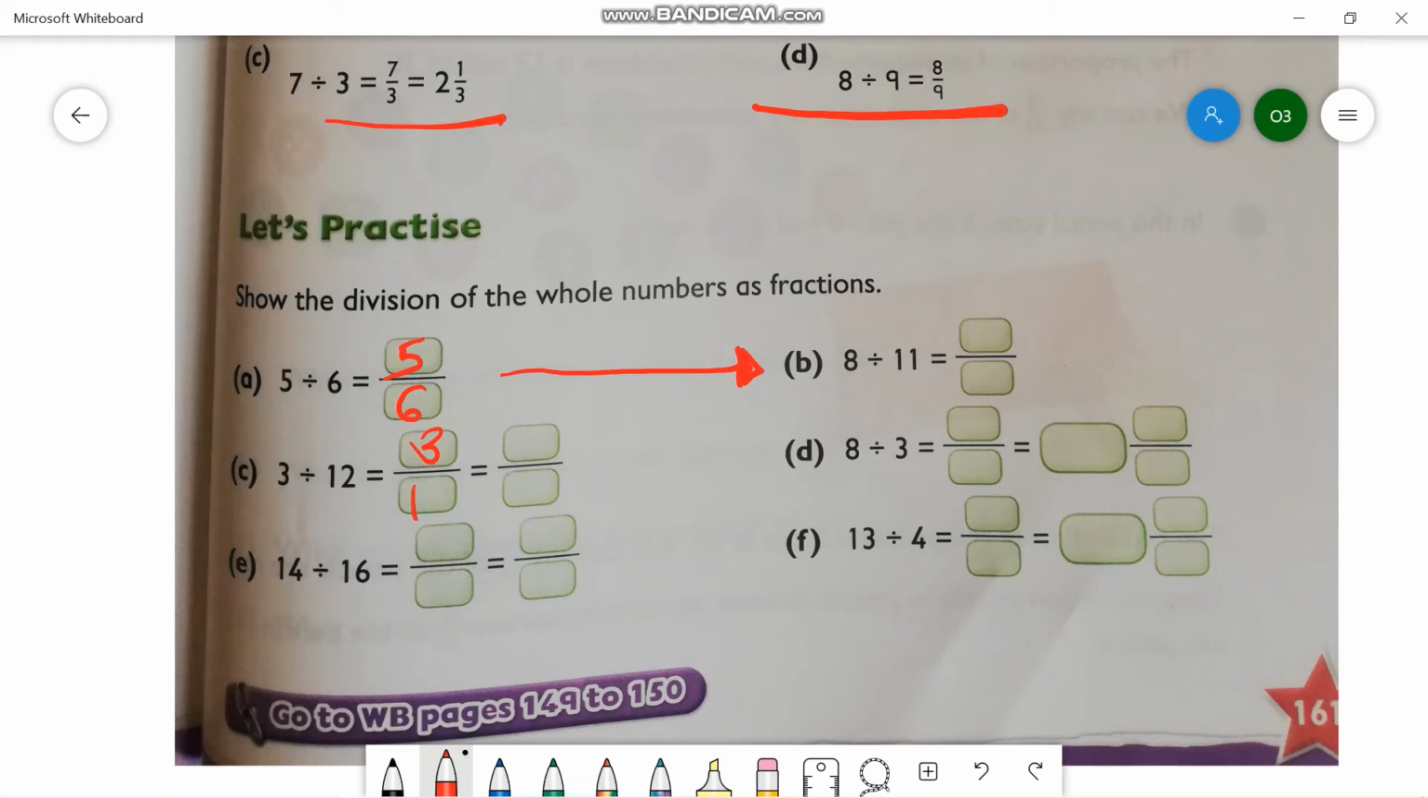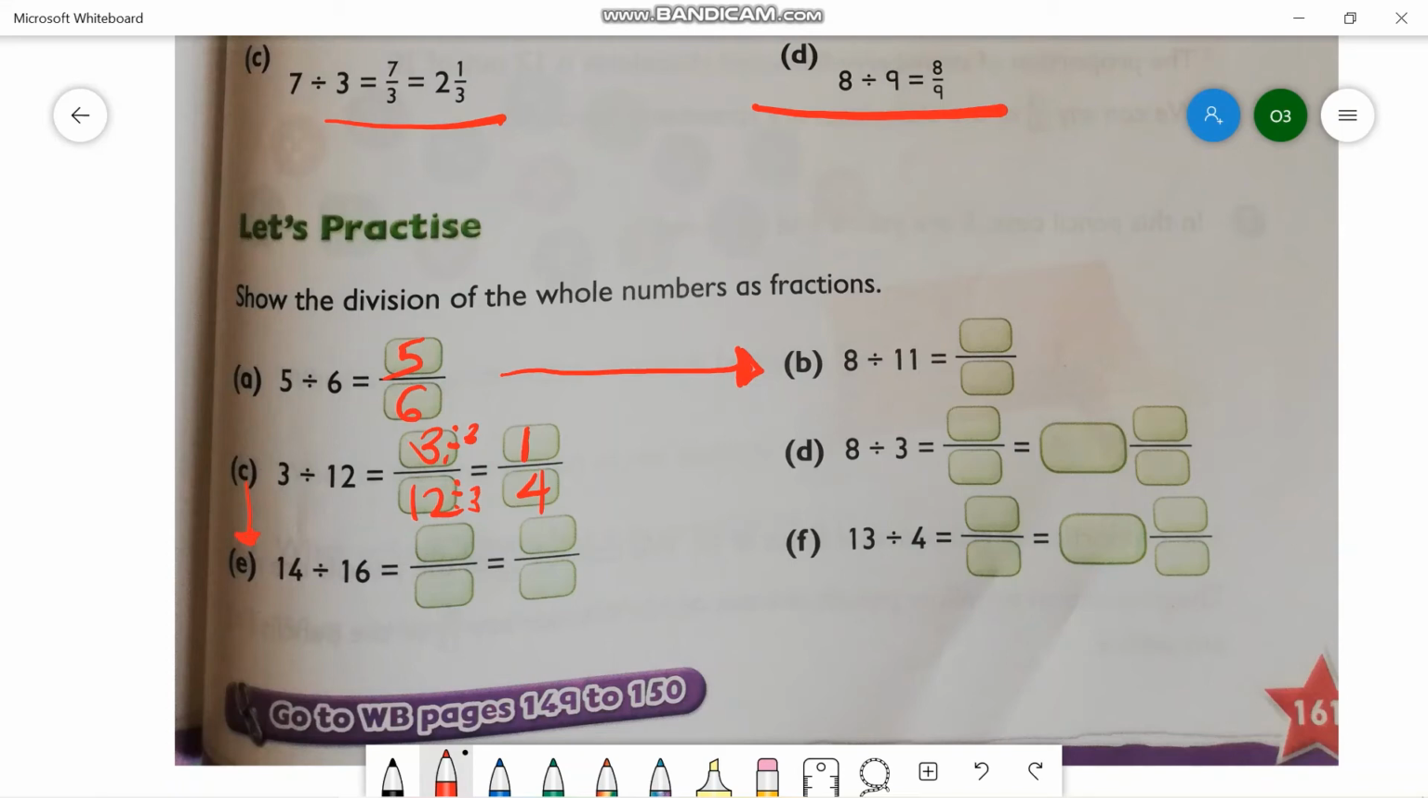Now for letter C, 3 divided by 12, we're going to write 3 as the numerator and 12 as the denominator. So since 3 is a factor of 12, we have to divide both numerator and denominator by a common factor. So we can divide 3 by 3 and we can divide 12 by 3. So 3 divided by 3 is equal to 1 and 12 divided by 3 is equal to 4. Okay? Now let's go to letter E because letter C is the same as letter E.